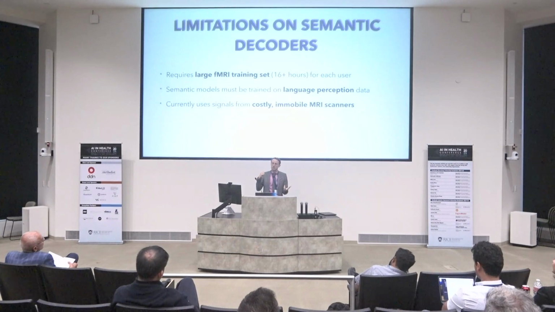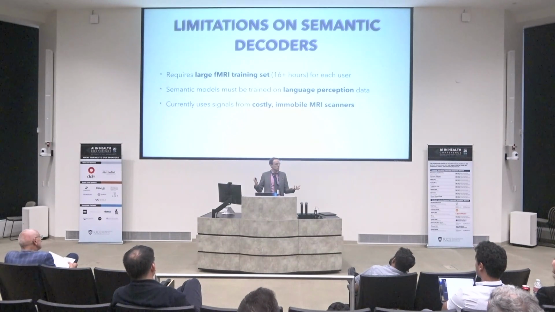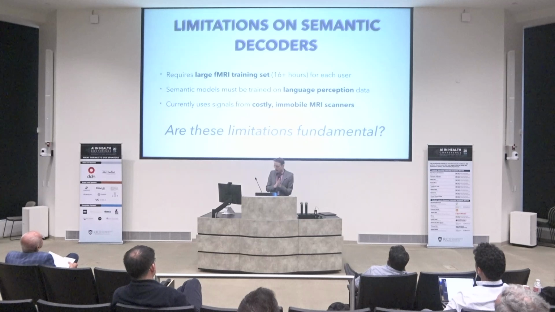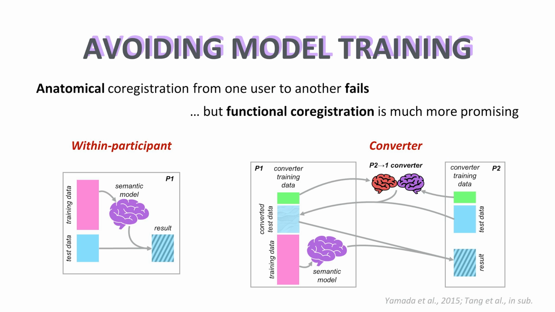It's a multi-million-dollar machine that sits in a multi-million-dollar facility. It weighs several tons, has a few $100,000 of liquid helium inside it. This is not something you're going to have at home, right? So let's see if we can address some of these limitations. Are these fundamental? Let me first talk about avoiding model training.